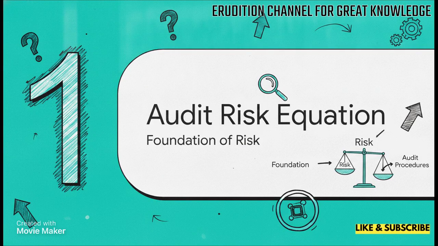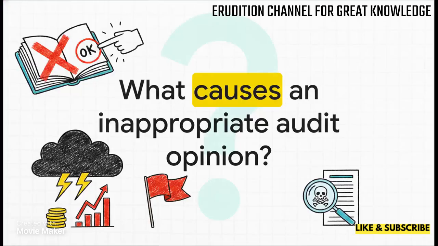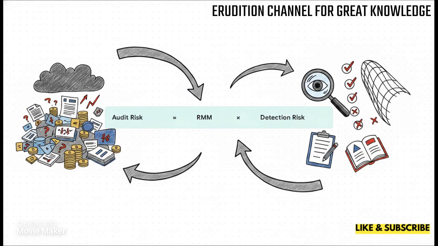All right, part 1, the audit risk equation. Before we even look at the math, I want you to think about this. What actually causes an inappropriate audit opinion? Think back to our previous session. The ultimate nightmare for an auditor is giving a clean bill of health to a company when the financial statements are actually materially misstated. It's basically a disaster, and the equation we're about to look at mathematically explains exactly how that happens.